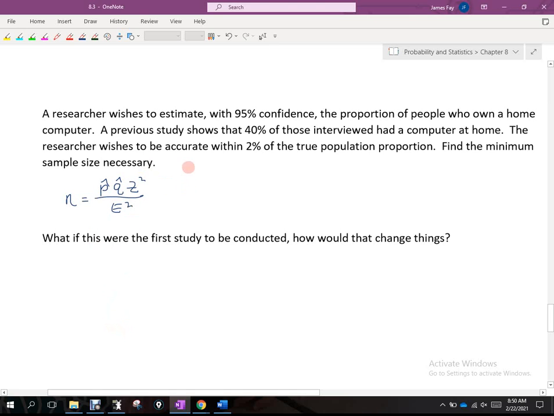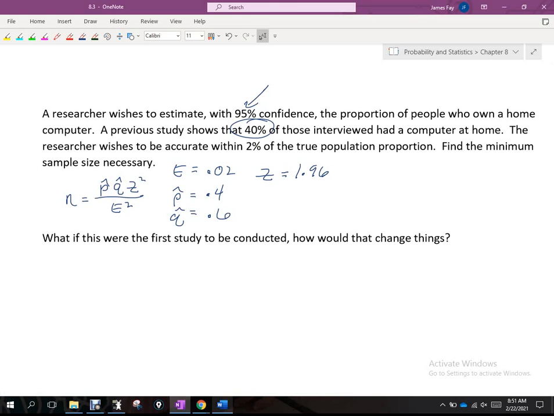Okay, now what is E that you're going to look for here? 0.02. Okay, does it tell you what p hat should be? 0.4. And then q hat would be what? 0.6. Okay. Now I need to find Z. So Z for our particular problem would be what? 1.96. Remember, Z attaches to the level of confidence. Okay. All we have to do then is plug that information in.